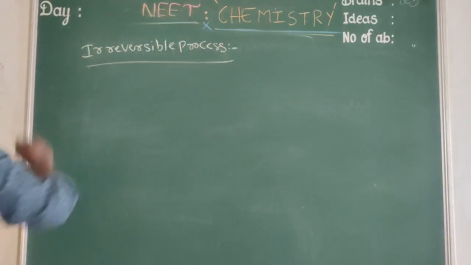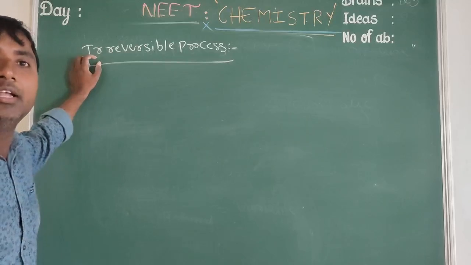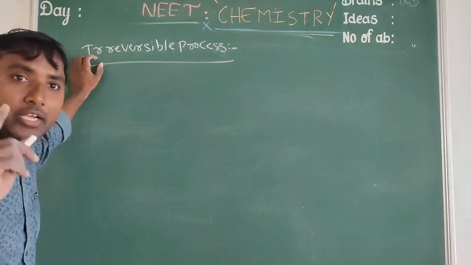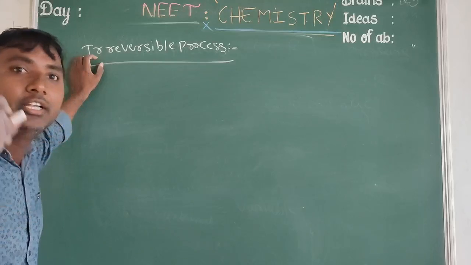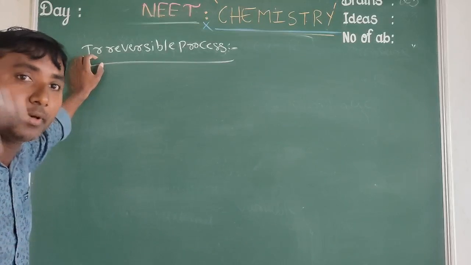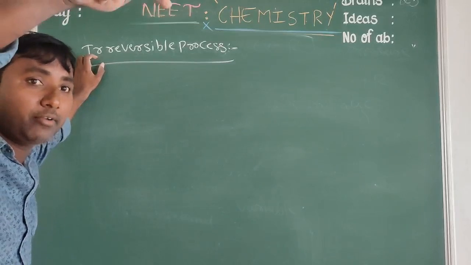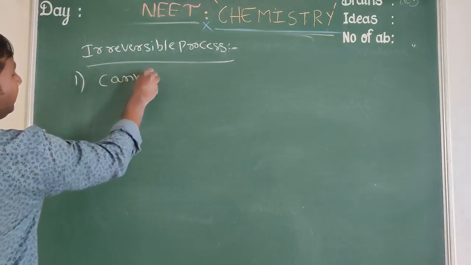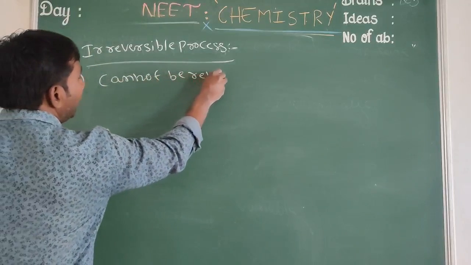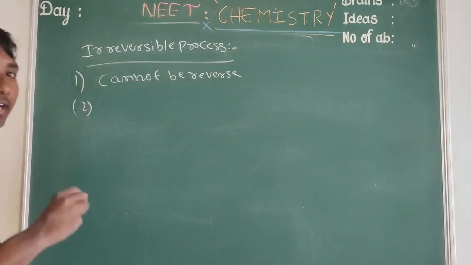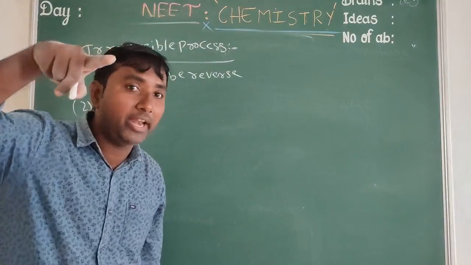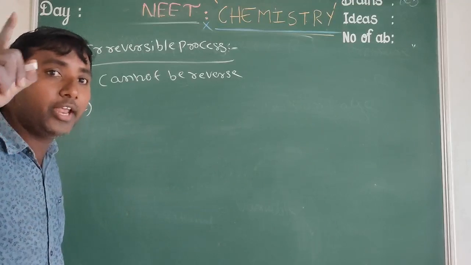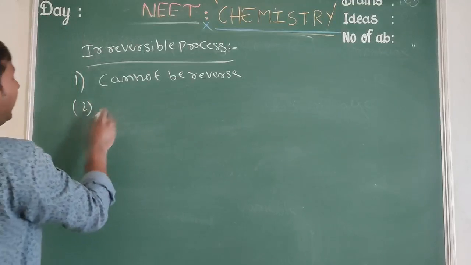Irreversible process means the process in which the direction cannot be reversed. Reversible process, the direction can be reversed. Next, a reversible process takes place in many steps, whereas an irreversible process takes place in a single step in finite time.